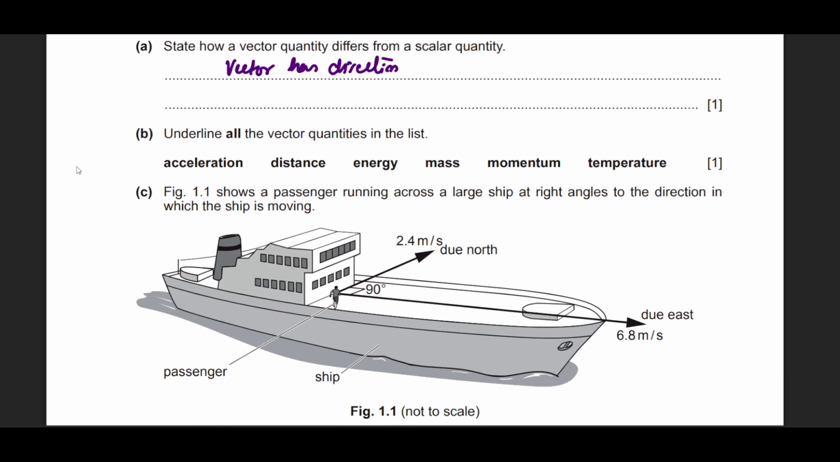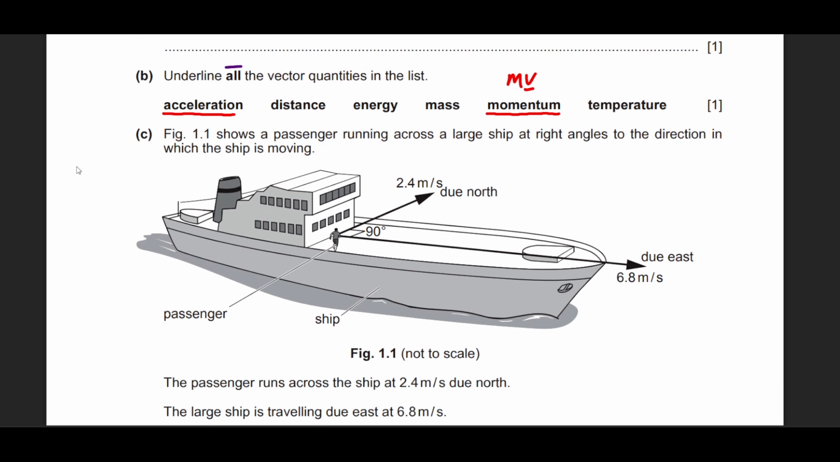The second part says underline all the vector quantities. Be careful: this 1 mark will be scored only if you underline all the accurate answers, but if you underline any inaccurate answers, it will be considered incorrect. So the vectors are going to be acceleration, energy, mass, momentum. No, momentum is also a vector. The formula is mass into velocity. So because of velocity, it becomes a vector itself.